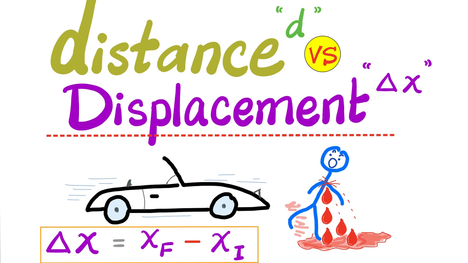What do I mean by distance is a scalar? It means it's an entity that has a magnitude only, but no direction. As for displacement, the vector, it has both a magnitude and a direction. From distance, the scalar, we can derive speed, the scalar. And from displacement, the vector, we can derive velocity, the vector.